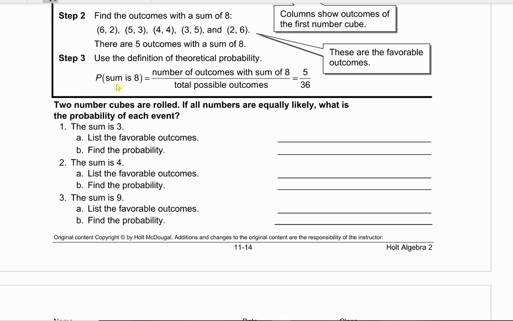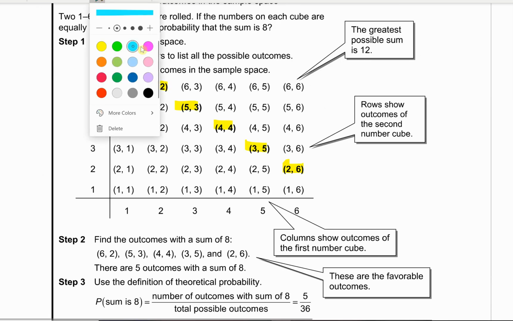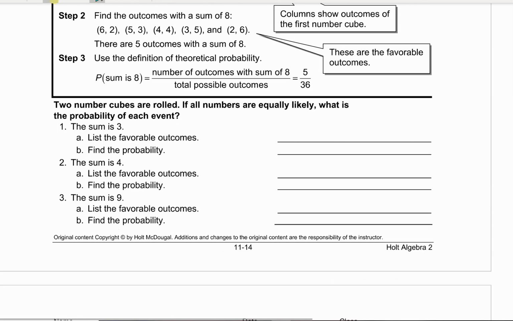Two number cubes are rolled. If all numbers are equally likely, what's the probability the sum is 3? All right, so let's go back up here and look for a sum of 3. Where are we going to get 3 from? 2 plus 1 or 1 plus 2. That's the only way we get 3. So how many are there? There's 2 ways. So that's going to be 2 out of 36 or 1 out of 18.